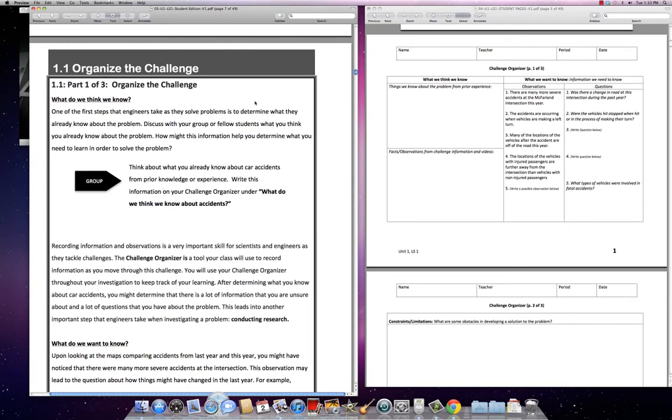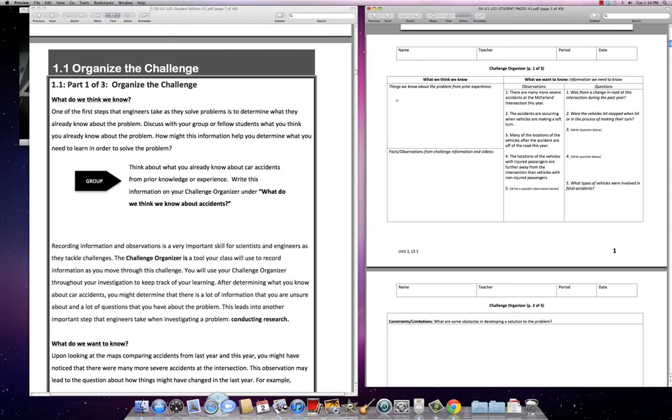The first part to organize the challenge: what do we think we know? Students should work in groups and fill out the box, things we think we know about the problem from prior experience. In facilitating this conversation, you might ask students, have you ever been in a car accident? Have you seen a car accident?